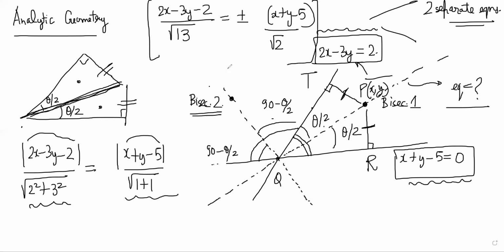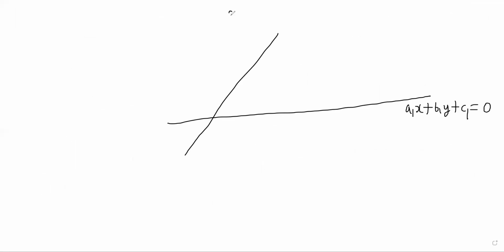Because this line is also a bisector of this particular angle, right? So you get equations of both of the bisectors like this. So in general, if you have two lines like this, let's call the first line a1x plus b1y plus c1 is equal to 0, and the second line is a2x plus b2y plus c2 is equal to 0.